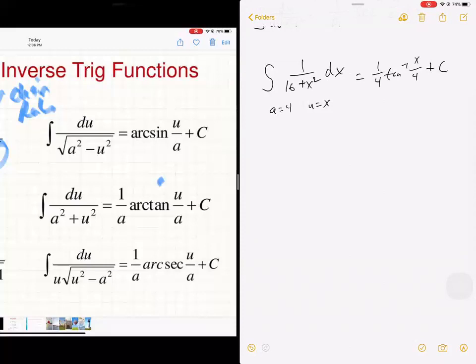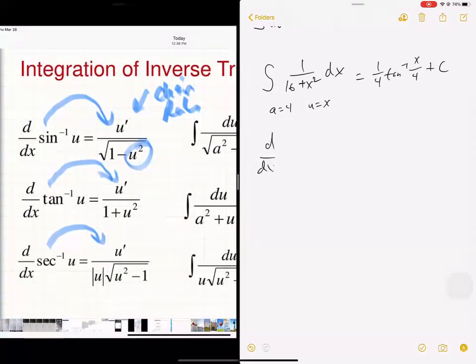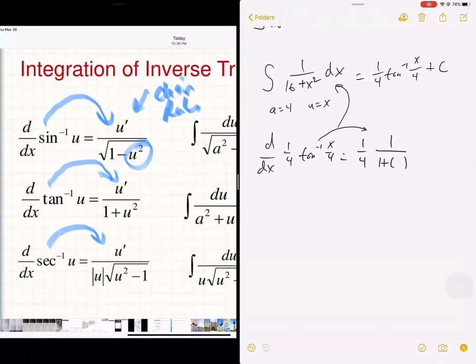Now, let's just double check it. If I look over here on my left, what if we say, what's d over dx of 1 over 4 tan inverse of x over 4? Would we end up with our answer back here? Well, let's try. It's a little messy, but okay. 1 over 4 stays the same. And the derivative of tan inverse, we said, was 1 over 1 plus u squared, where u is going to be x over 4. After we take the derivative of tan inverse, we have to do chain rule. We multiply this by the derivative of u, which was x over 4, which gives us 1/4.